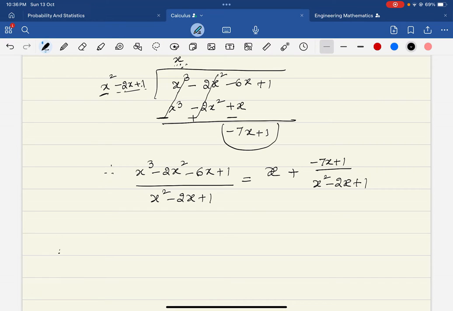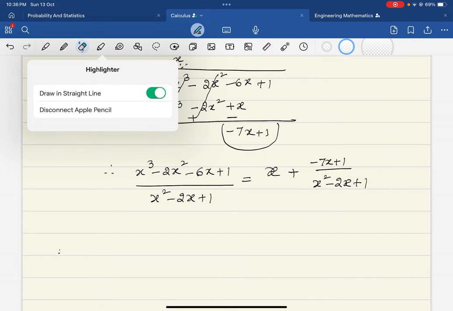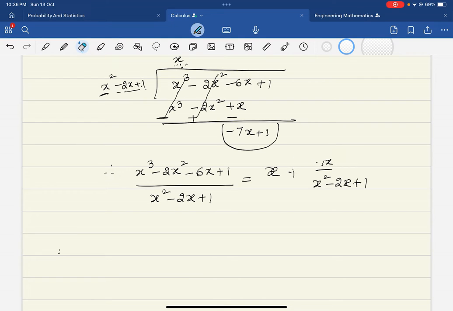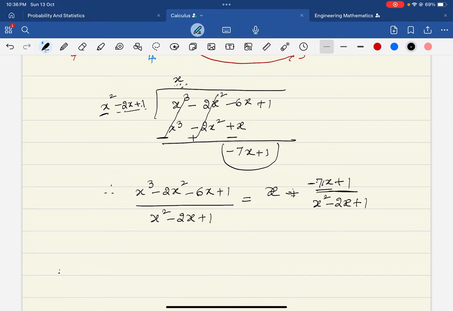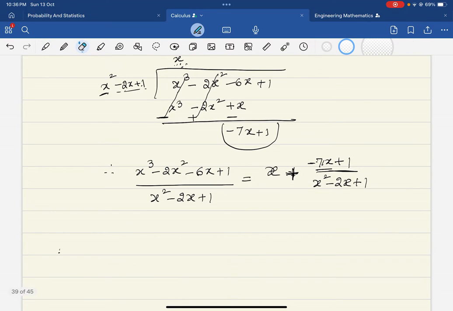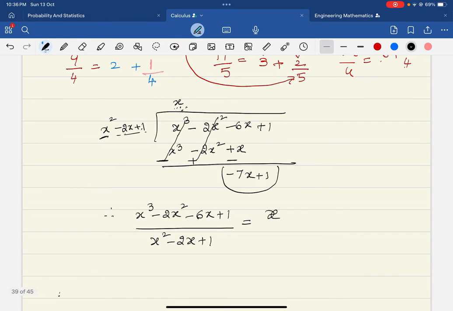Now whatever you are getting in this fraction, it is minus 7x plus 1. And this is x plus minus 7x plus 1. This is the fraction. I will write once again, in a clearer way. x plus minus 7x plus 1 over x square minus 2x plus 1.